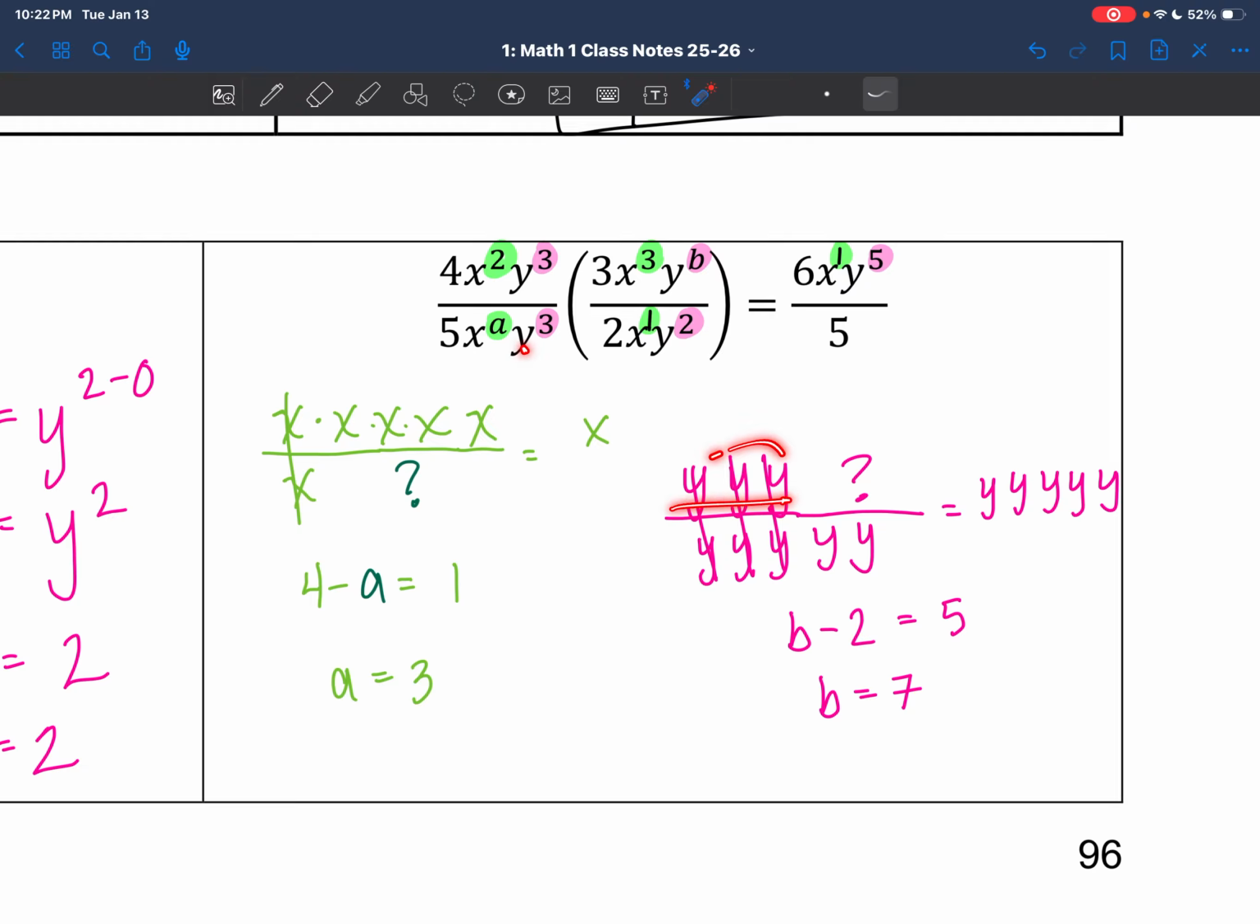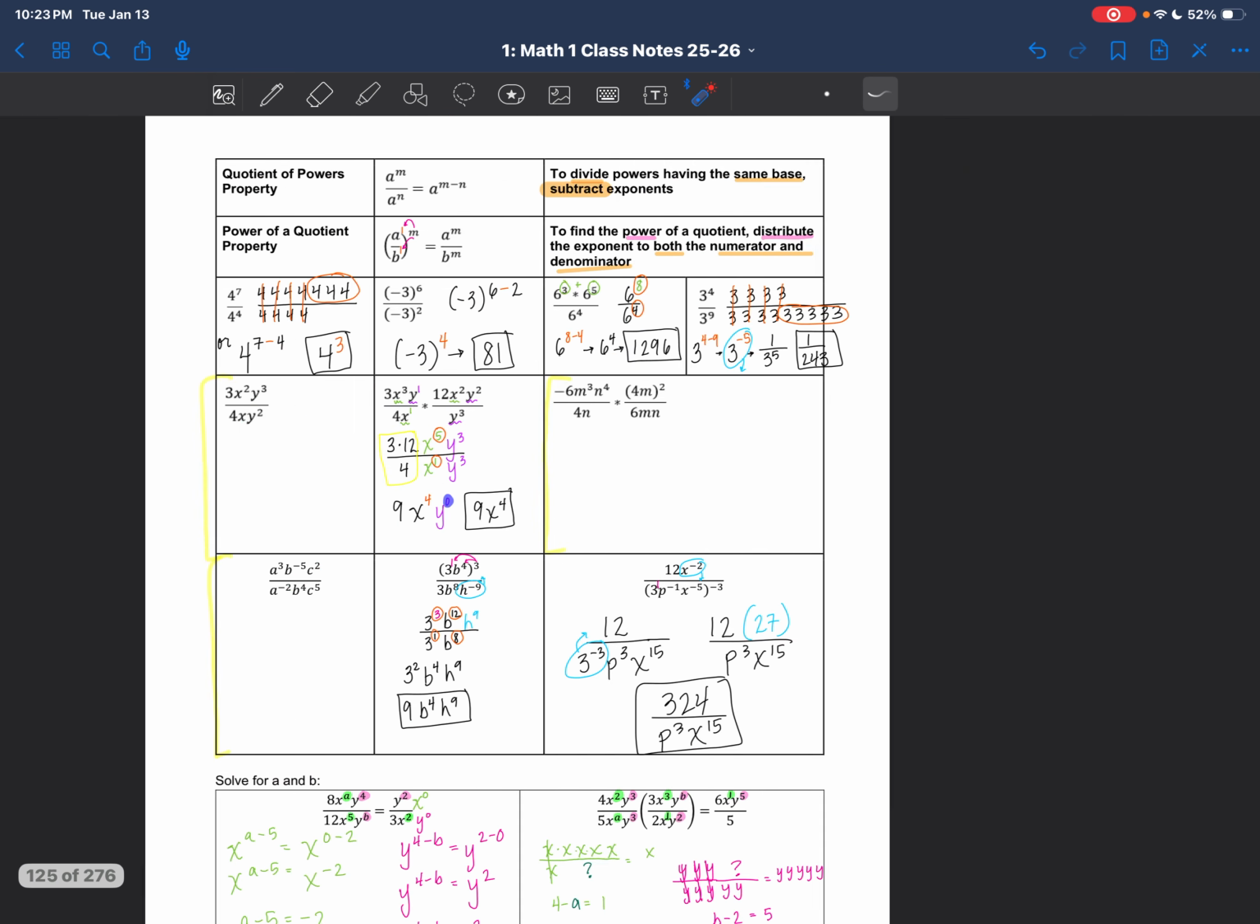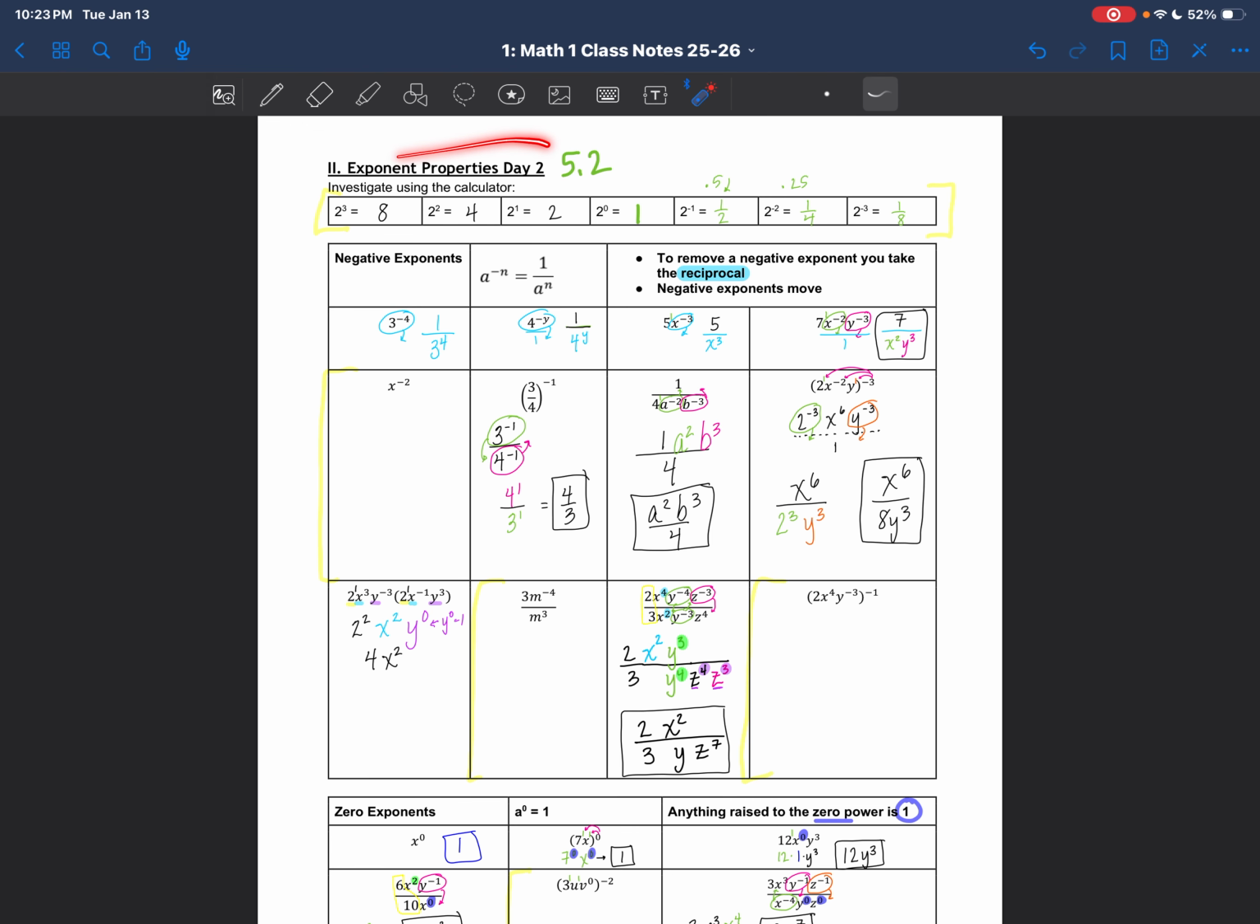And then for your y's, you can go 3 here, 3 here. And then I've also got 2 here. And I know I need some y's up here, but I'm not sure how many yet. But I do have 5 y's here. So we know that it would be b minus 2 equals 5. So b would equal 7 because you add 2 to both sides. So different ways to think about it, whichever way works for you. But that is more exponent properties.